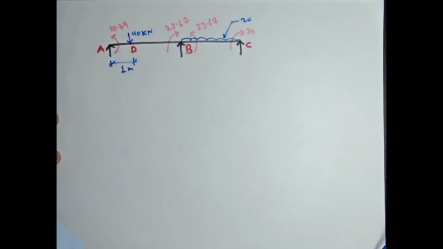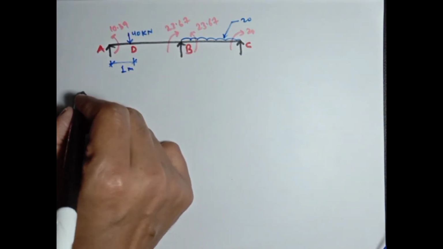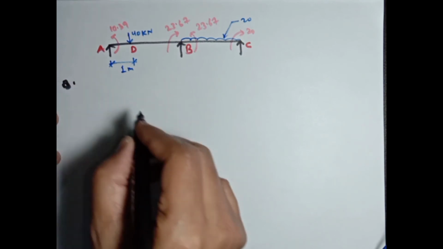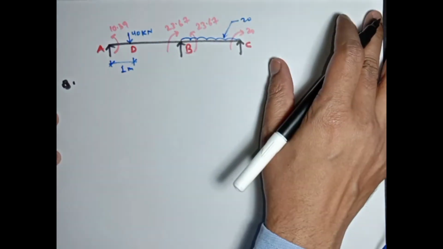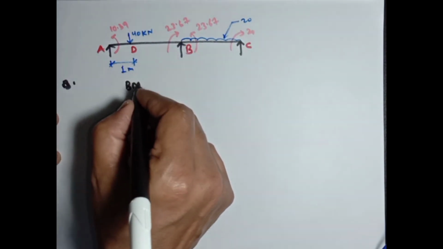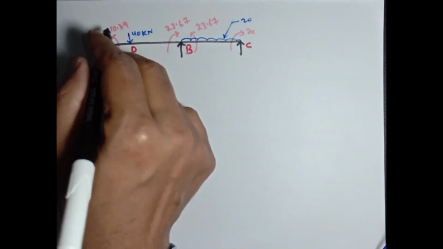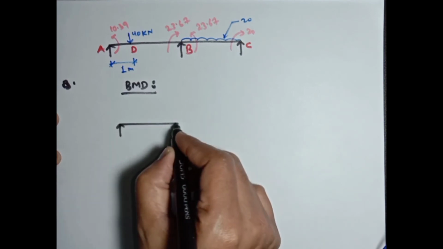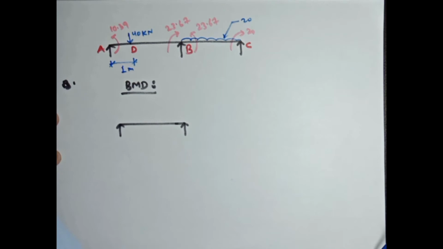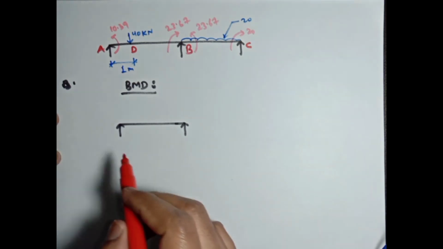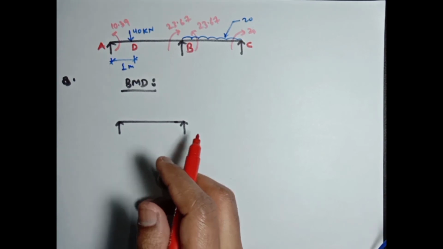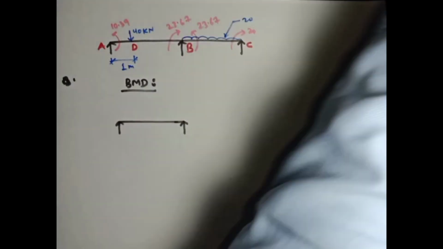Now we are going to separate out this span AB. We are going to draw the bending moment diagram, BMD, separating out span AB, writing all the reactive values here, as I have summarized the reactive values on my previous page. You can see here.